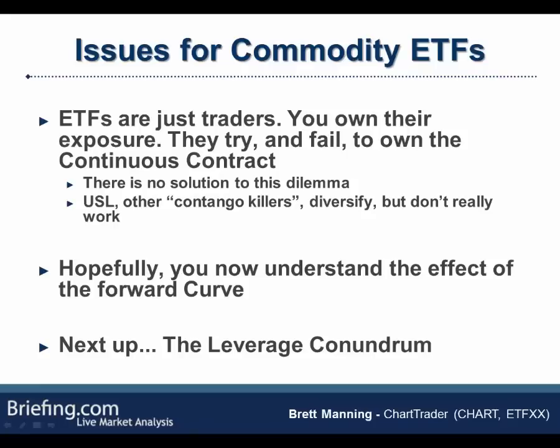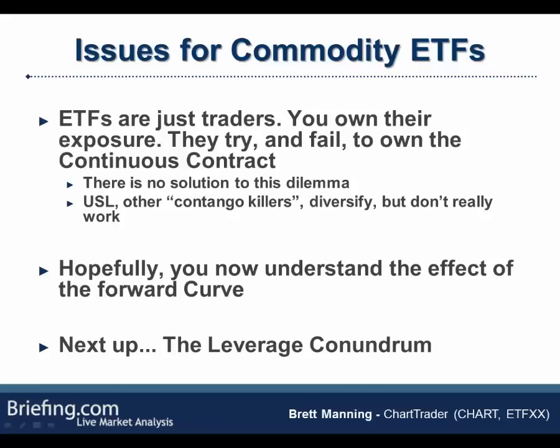So in some situations this might soften the blow a little, in some situations it might make it a little worse, but it doesn't solve the underlying issue, that you can't own the continuous contract. All right? In any case, it's important to understand this. If you're going to be trading these things, you need to track the forward curve. And as I said a couple slides ago, when you see backwardation, you can actually profit from this issue. It can actually help you.